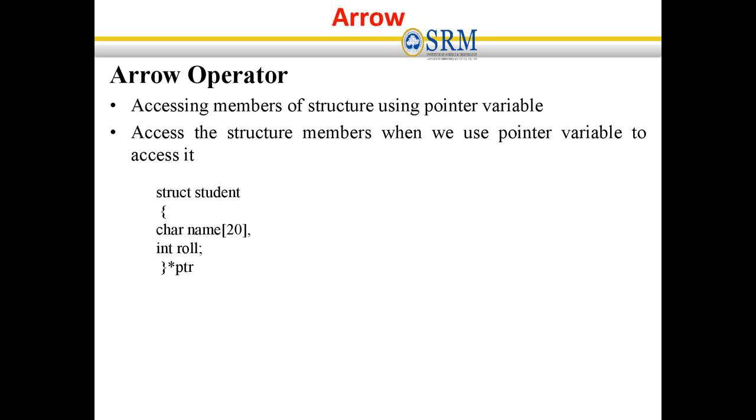Next is the arrow operator. Basically, the arrow operator is used for accessing the members of a structure using a pointer variable. In the example program, whenever we declare a structure variable, the member can be accessed using the dot operator. But when a pointer to a structure is used, then the arrow operator is used. Both dot and arrow operators serve the same function, to access members of a structure. So we can conclude that the arrow operator is used to access the structure members when we use a pointer variable. If we want to access a member of the structure using an ordinary structure variable, then we can use the dot operator.